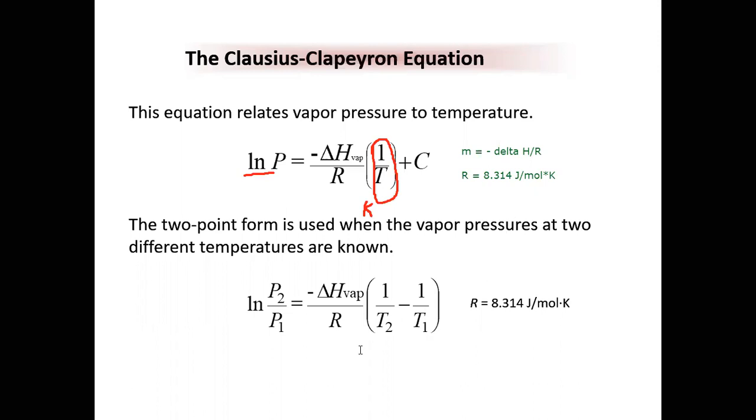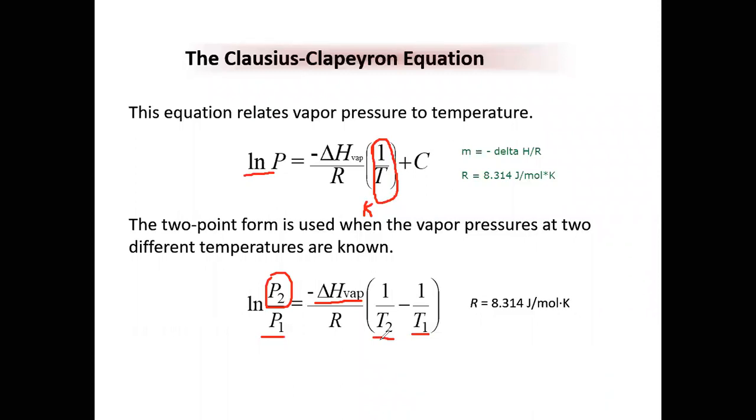Now the second thing: let's say we have a vapor pressure and a temperature, and we want to increase or decrease the temperature and calculate the new vapor pressure. Then we would use the two-point form of the Clausius-Clapeyron equation, and we would need to have the delta H of vaporization. Then we can calculate what the new vapor pressure would be at the different temperature. Likewise, if we had the temperature and pressure at two different points, we can calculate the vapor pressure of that substance.